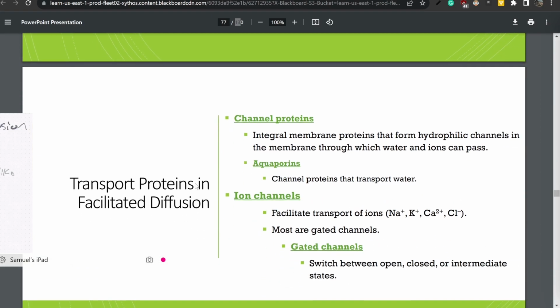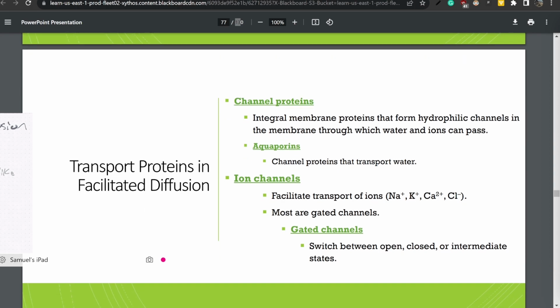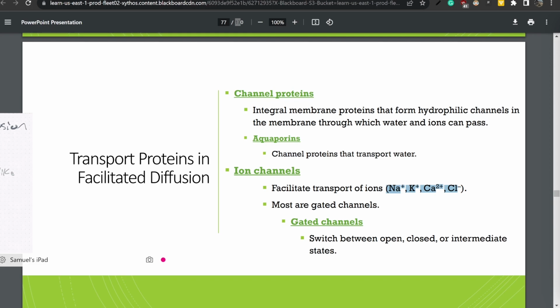Okay, I understand facilitated diffusion: transport proteins. Now we have to look at some examples. Aquaporin, like I guessed, and ion channels facilitate all these tiny ions. As a matter of fact, having taken a couple of neuroscience classes, I know that ions have a really tough time going across the membrane. In fact, nearly impossible.